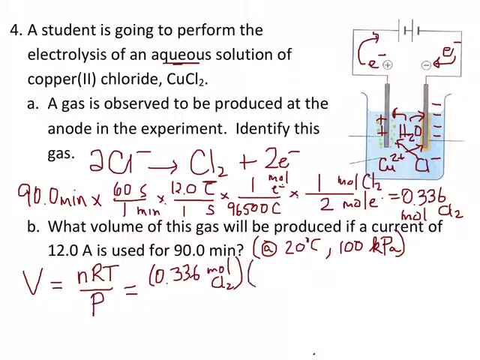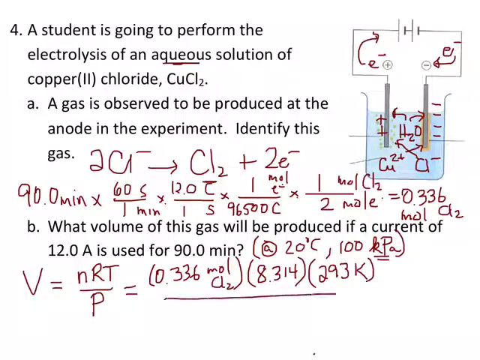R is the ideal gas constant, and its value depends on the pressure units. If we're going to use kilopascals for pressure, then the value for R is 8.314. If we were using atmospheres for pressure, then R is 0.0821. Temperature has to be converted from Celsius to Kelvin, and to convert Celsius to Kelvin, you add 273. So 20 degrees is going to be 293 Kelvin. Finally, divide by the pressure in kilopascals, 100 kPa.